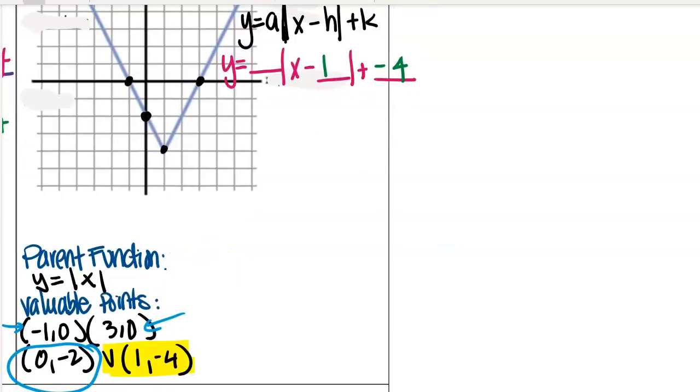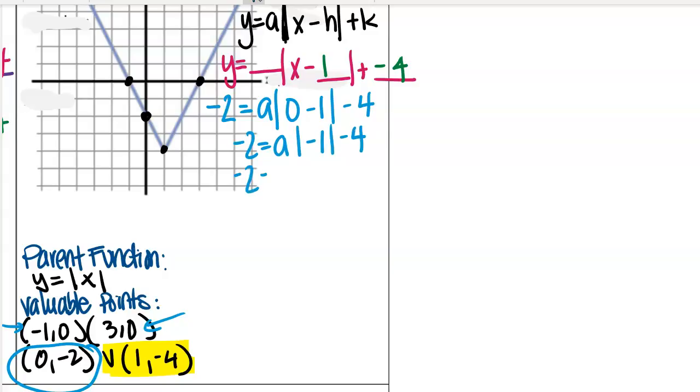So if we use the y-intercept, as you can see, the y is -2. Write the A over again. The x is 0, so 0 minus 1, absolute value, and then -4. Now, 0 minus 1, students, is always going to be a -1. And then the absolute value of -1 is +1. So that's really A times.